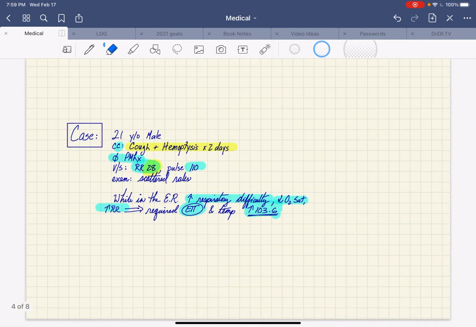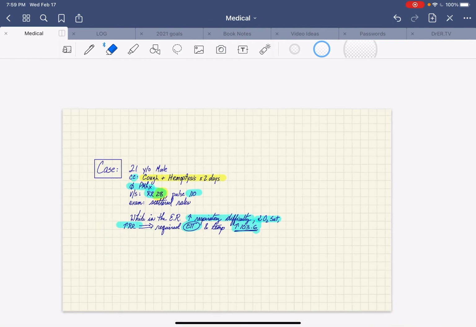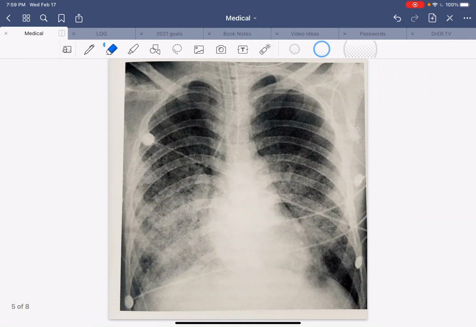Hope you enjoyed this case. Hope you learned something about it: presentation, clinical picture, deterioration, how to look at an x-ray of an intubated patient, empiric treatment of antibiotics, and so on.